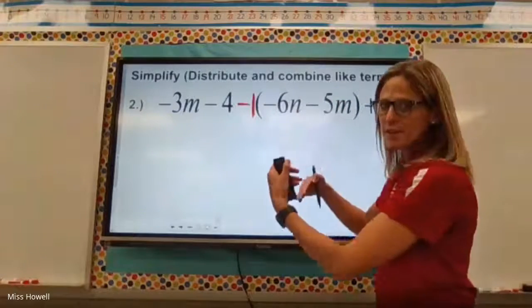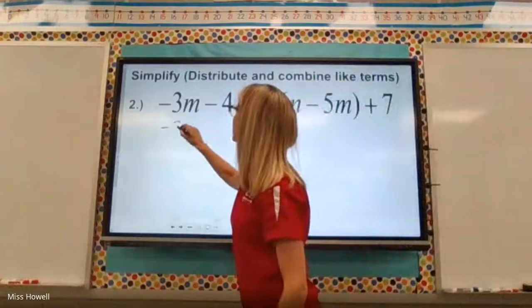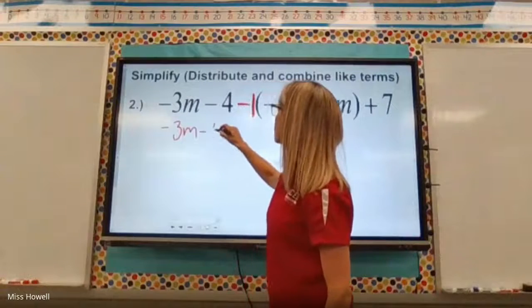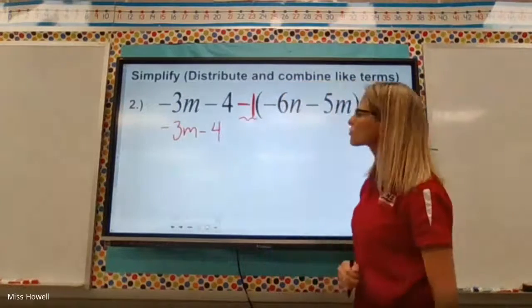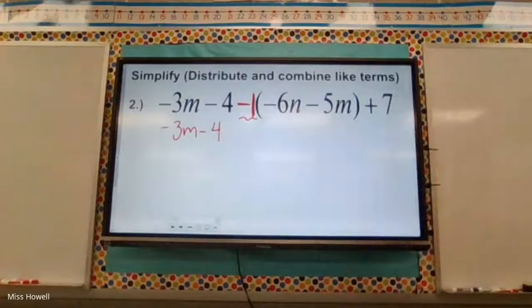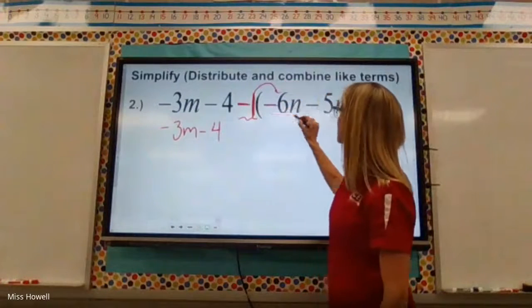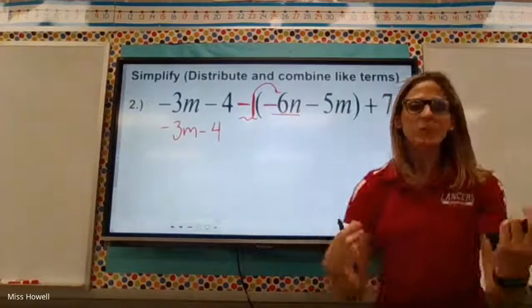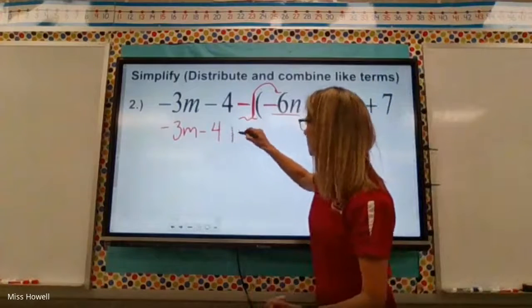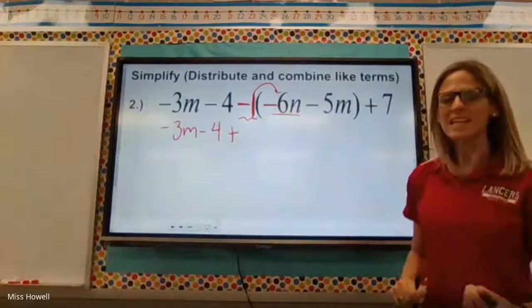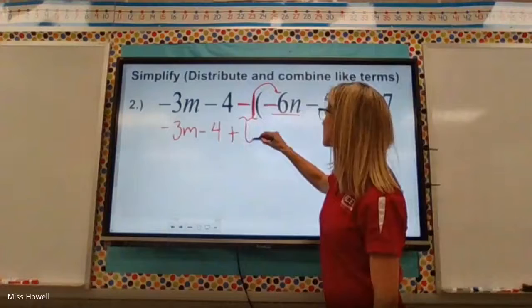I'm going to bring everything else down unchanged. So negative 3m minus 4. We're going to distribute, or expand using our distributive property, with this negative 1. So negative 1 times this negative 6n. A negative times a negative will give us a positive, which will look like plus down here. In this case, 6n. So plus 6n.